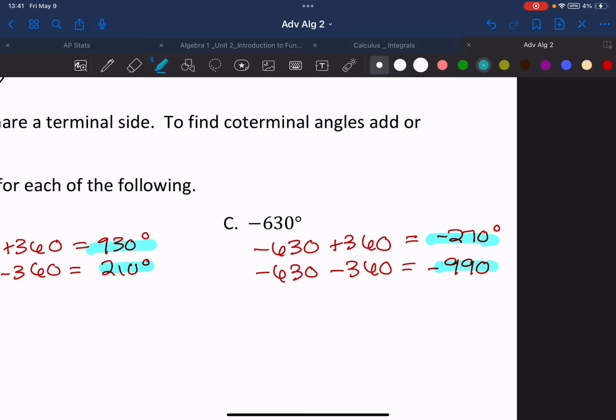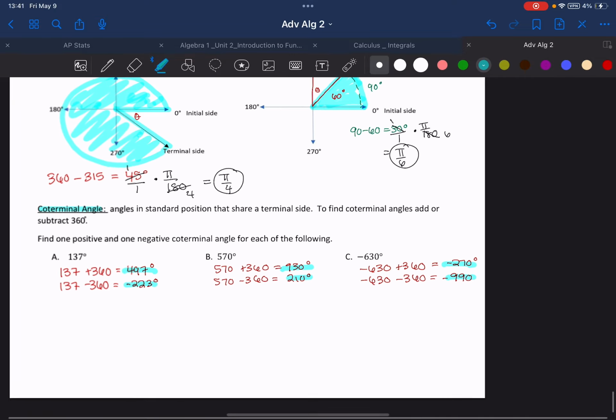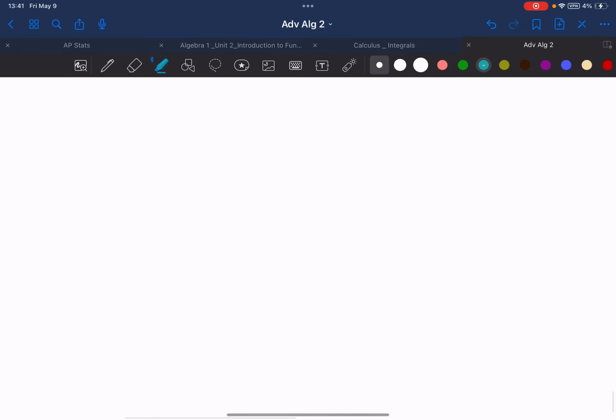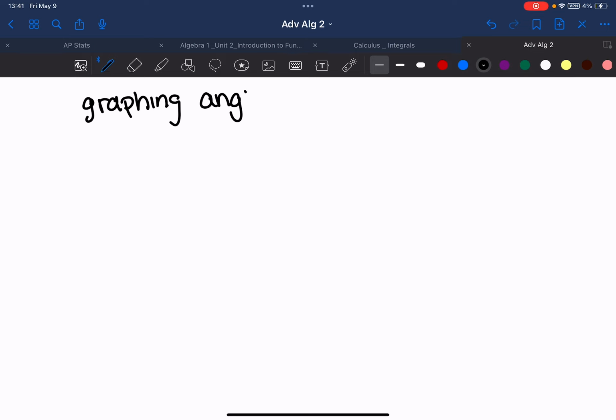And then we're going to do one more part of the notes. And on your paper, you should have a blank side. We're going to do it on that blank side. Okay. And I want you to label this graphing angles. The reason I'm adding this to the notes is because it talks about this on the practice, and I want you guys to have all the information to do the practice.